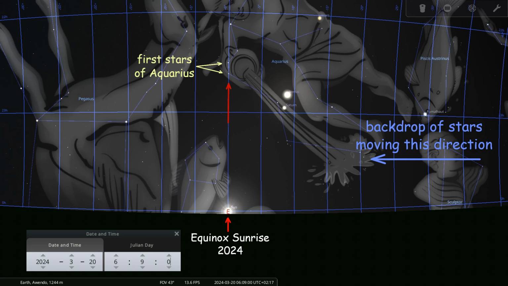And as you can see in this capture from this year of 2024, if you look at that line, the first stars of Aquarius are now rising due east every day. And in this picture, our backdrop of stars is moving from the right to the left over time.